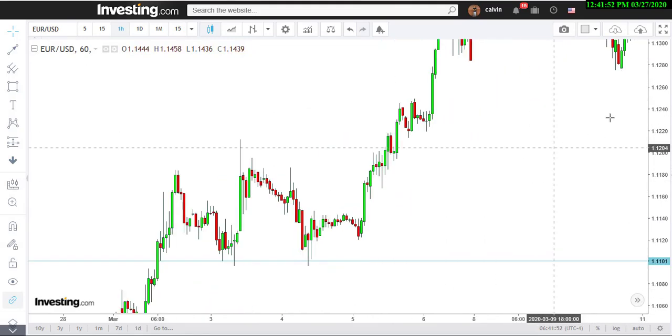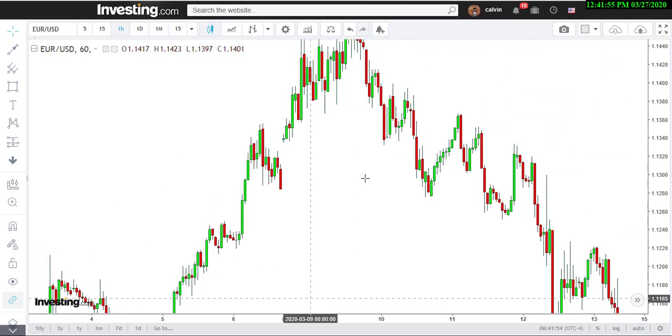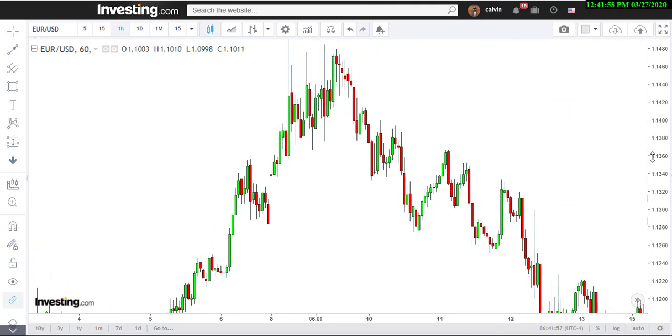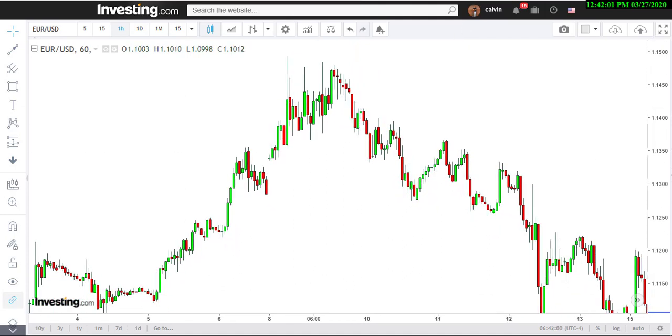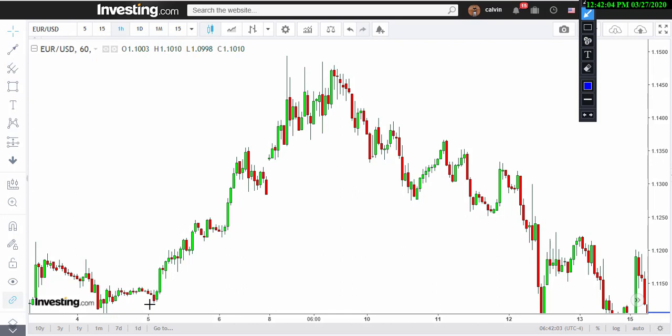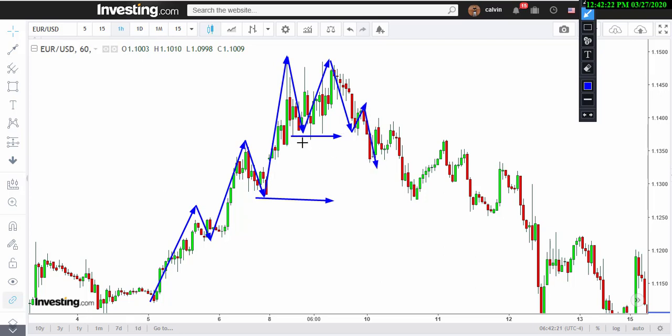Still pushing higher here. But what happened at this top? See, still pushing higher, higher. You see, let's mark this new low here. And then the trend pushed to the downside. That's when we can predict that the market might potentially push lower. As we can see, it's pushing lower.